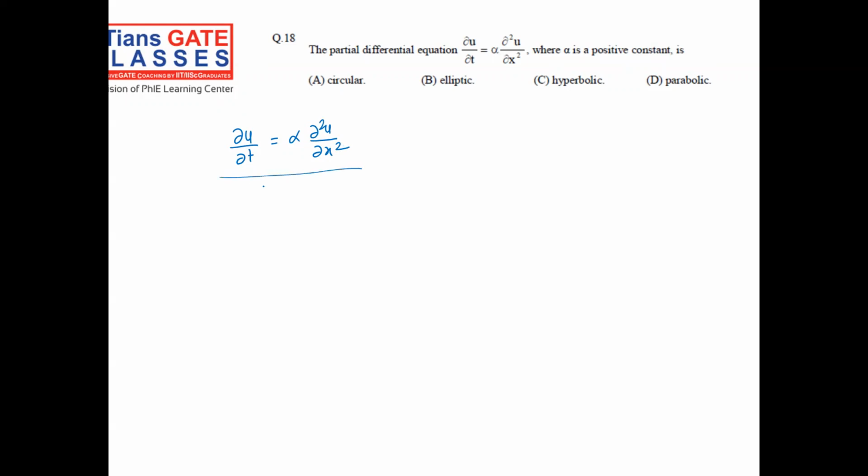Just by looking into this question, we can clearly see that this is a one-dimensional heat equation. Okay, and whenever we have one-dimensional heat equation, we know that it is parabolic in nature. Okay, so we can directly take option D in this case.